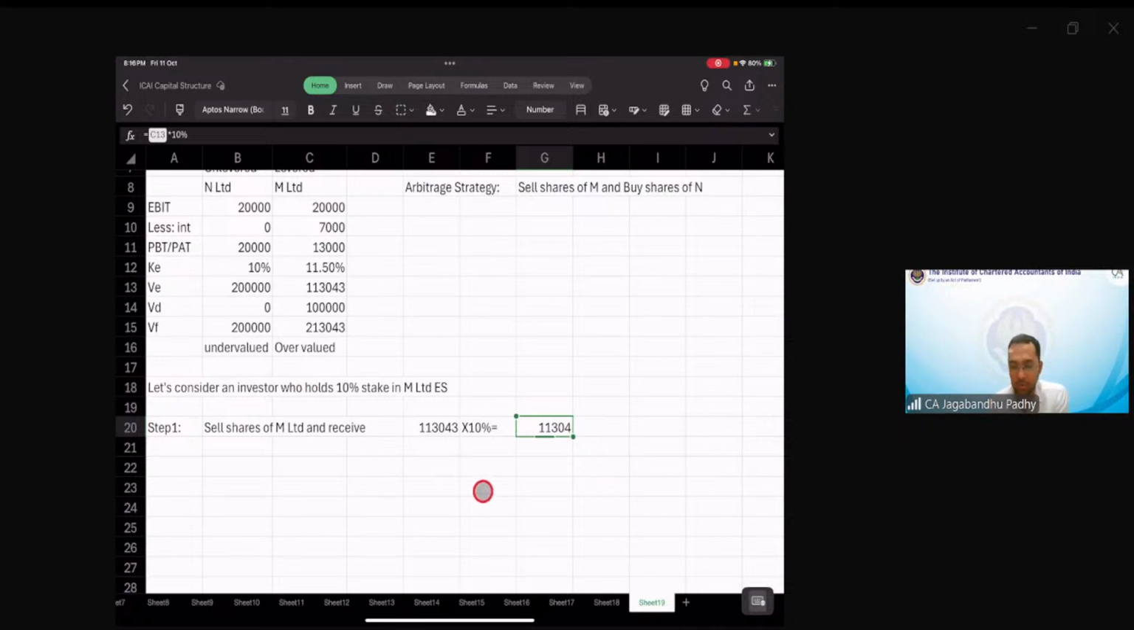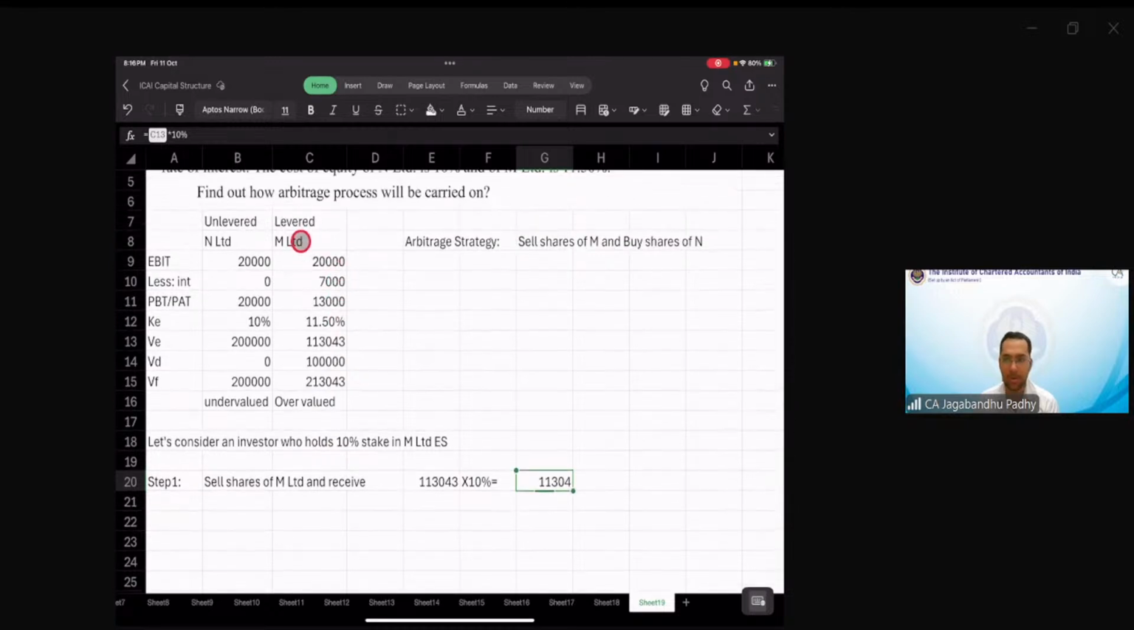What are we going to do with this 11,304 money that we received by selling the shares of M Limited? We are going to take that money and invest in N Limited shares, right? We are going to receive this 11,304, but we will buy the shares of N Limited. Correct? Okay.